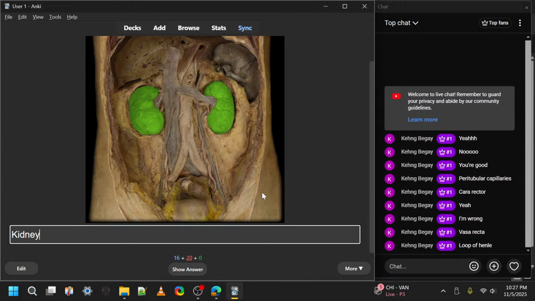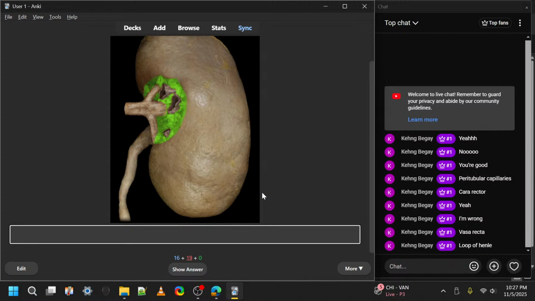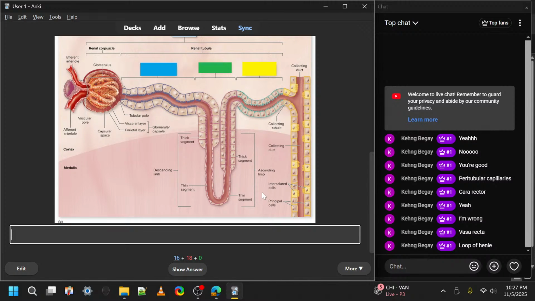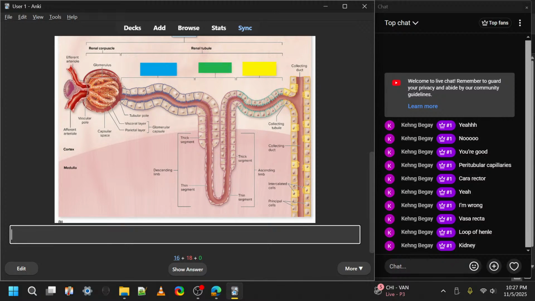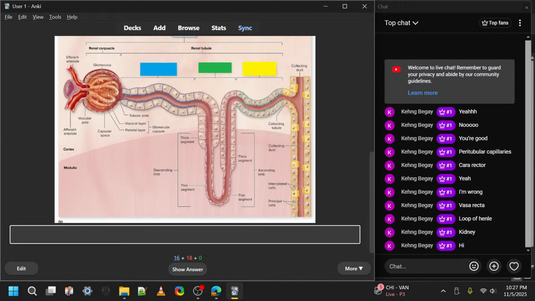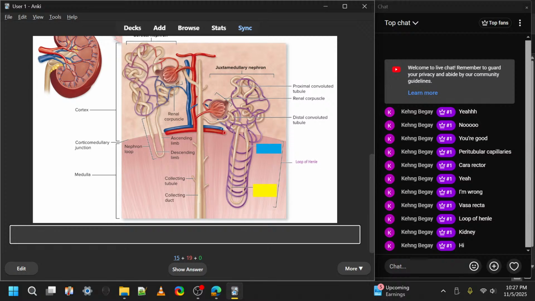Alright, kidney. Cool. Hilum. Oh wait, I should be letting you answer these. Alright, what is the yellow, King? Yeah, kidney. Alright. So you probably already typed out yours. So, gosh dang it, I already forgot it. Distal convoluted tubule. Nice.